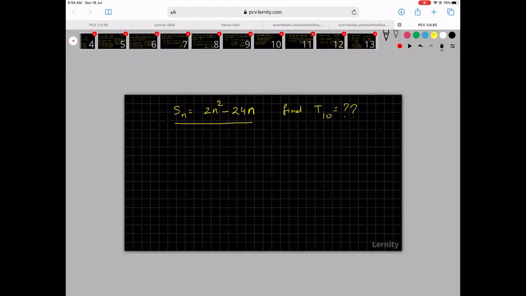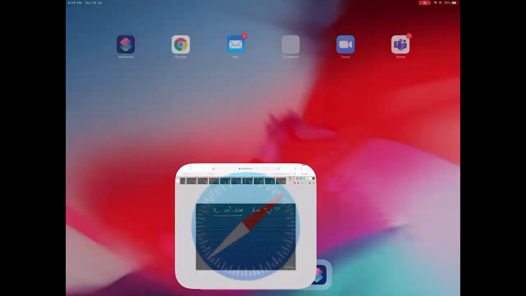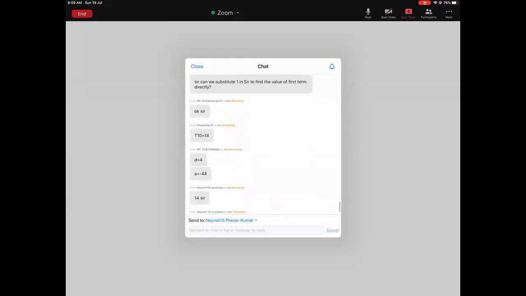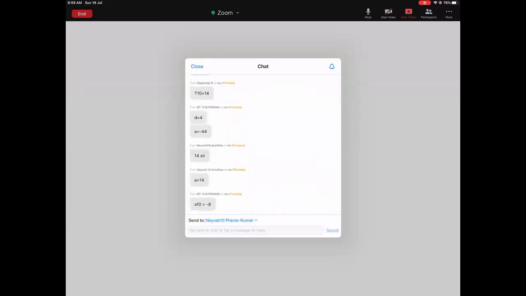Okay, so if you get this, good, all of you seem to be getting it, but answers are still not matching. Some people are saying T10 is 18, some people are saying 14, some people are saying -8. Okay, so let me check how to do it.